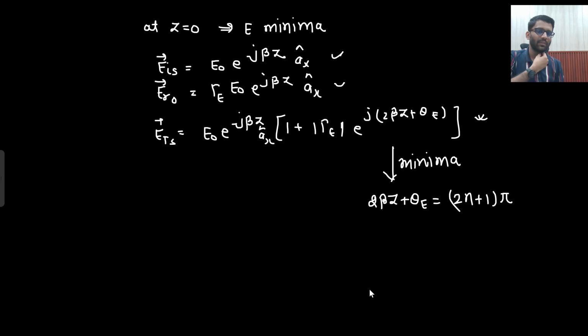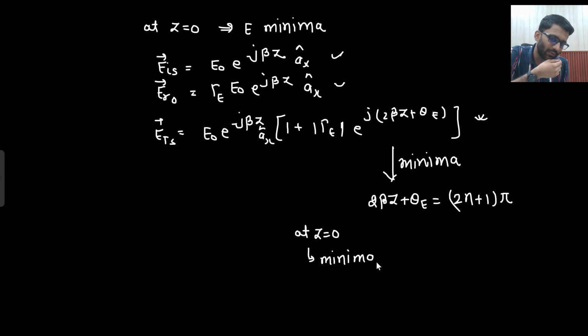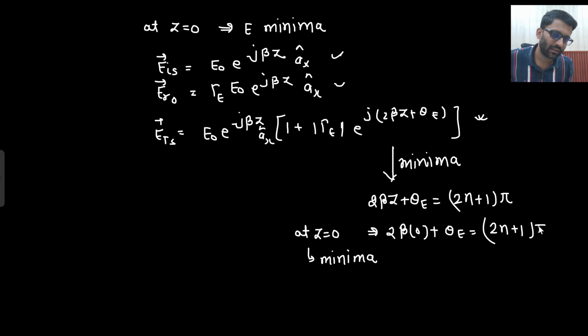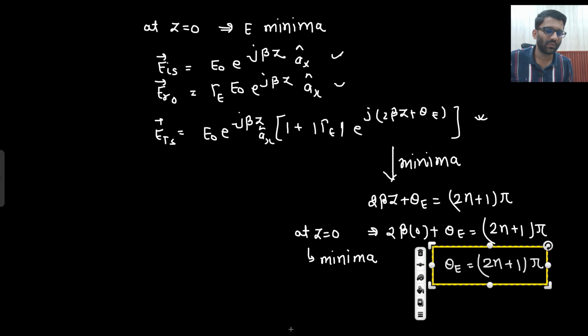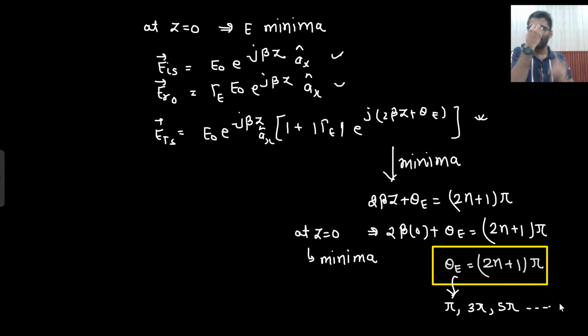Is that clear to you? And at z equals 0, you are having what? Minima. At z equals 0, you are having minima. So put z equals 0 here. If I put z equals 0 here, 2 beta into 0 plus theta e is equal to 2n plus 1 pi. So from here this will be 0 only. So theta e is coming out to be 2n plus 1 pi. That means theta e can take any value. What values can it take? Pi, 3 pi, 5 pi, all these values it can take. Is that clear to you?